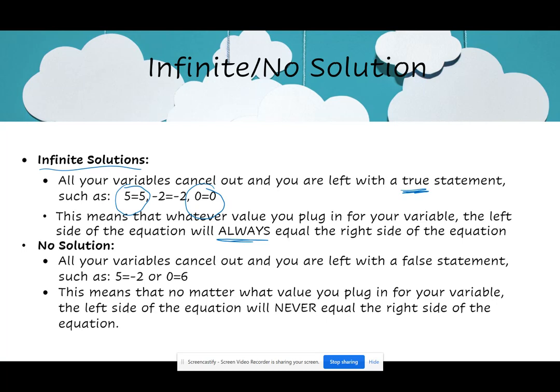No solution is pretty similar in the fact that all your variables cancel out, but now you're left with a false statement, so something that doesn't equal each other. So like 5 equals negative 2 or 0 equals 6. That will never be true. So this means whatever value you plug in for your variable, both sides will never equal each other.